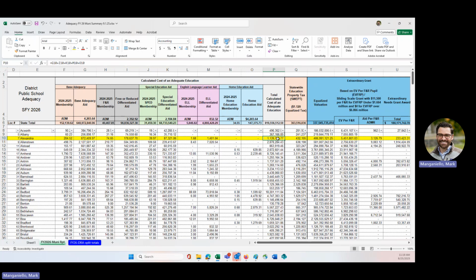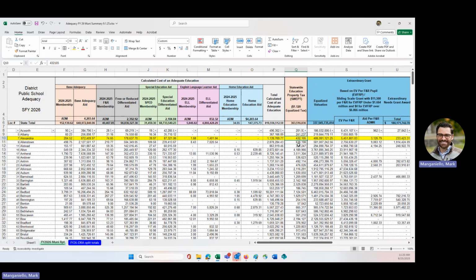So 1.139 million is the number. We as the state need to ensure you have that amount of funding. So we do that 1.139, and we need to ensure you have enough funding to pay that. And so the way we do that is first we look at what was your swept amount.